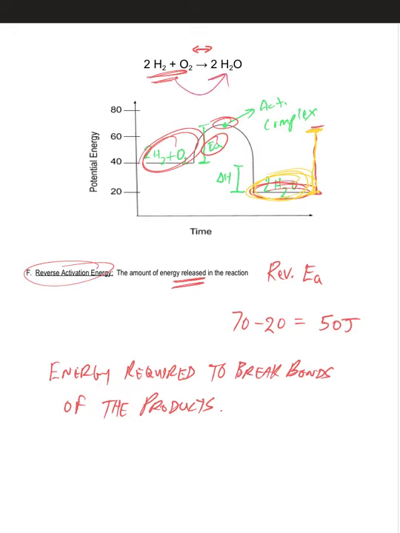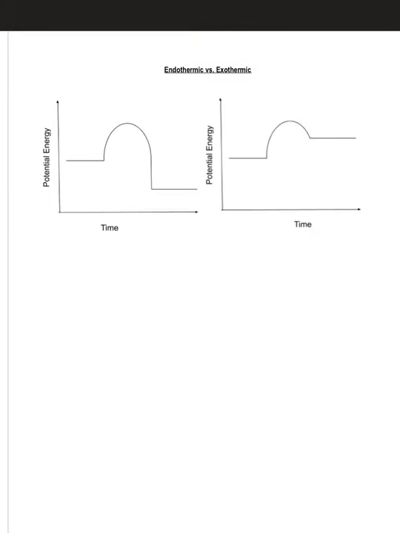The reverse activation energy would be how much energy is needed to break the bonds of the products and form those reactants once again, because sometimes these reactions can go in both directions. The last thing that we really want to hone in on is knowing whether, by looking at a potential energy diagram, the reaction is endothermic or exothermic.